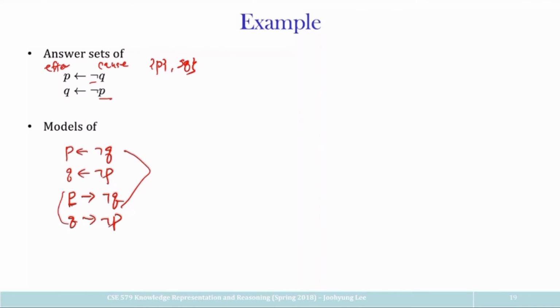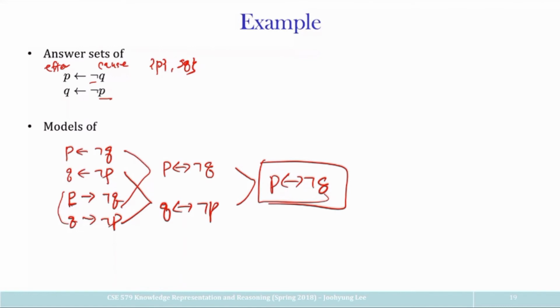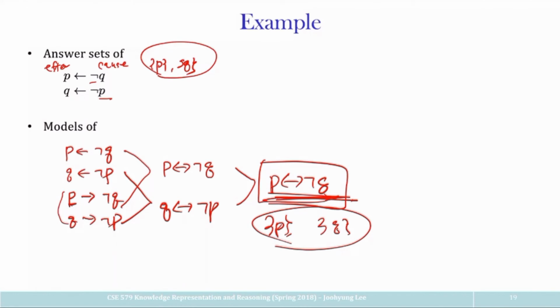Yeah, it's a double arrow, which is P is equivalent to not Q. Same way, not P implies Q and Q implies not P, so that's the same as Q is equivalent to not P. But by the way, these two are actually equivalent. So the whole thing can be simplified into one formula. How many models are here for P if and only if not Q? Two. P satisfies this as well as Q satisfies this. And they happen to be the stable models of the original program.